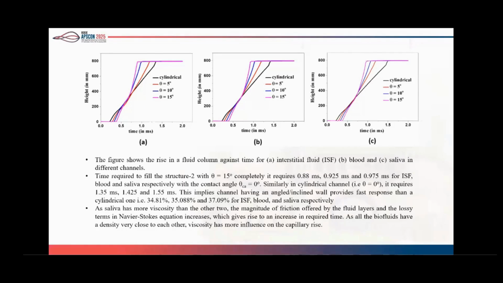Here we can see different kinds of biofluid: ISF, blood, and saliva. The densities are around the same, as we discussed previously from the table, but the viscosity increases from ISF to blood to saliva. So due to this increase in viscosity, when we put it in the Navier-Stokes equation, the lossy part will increase, so the capillary rise will decrease with the increase in viscosity.